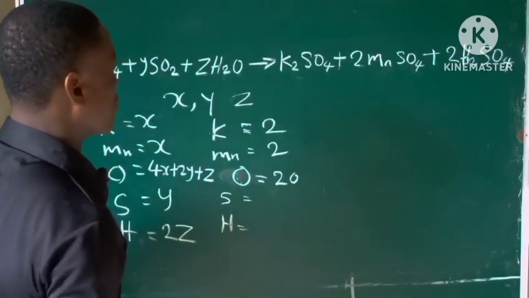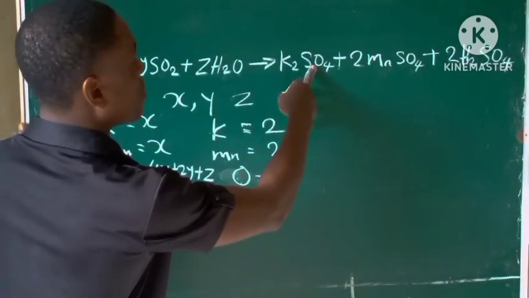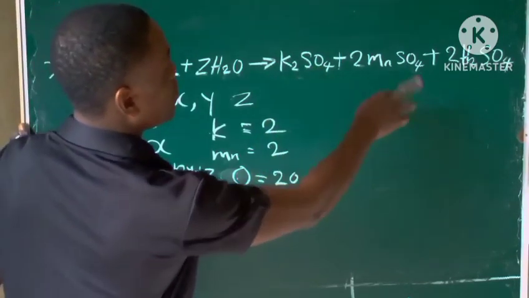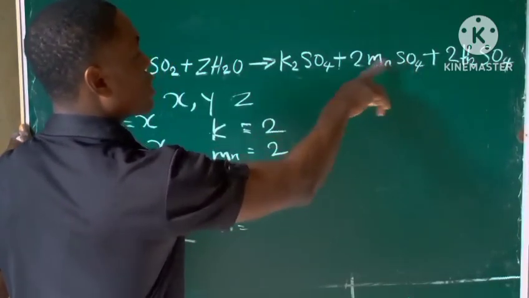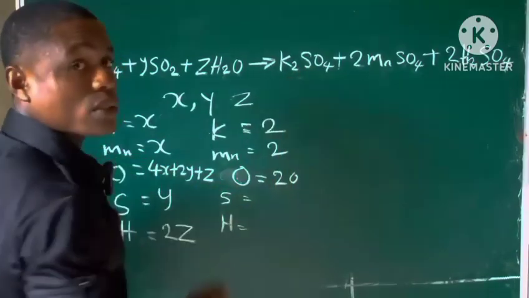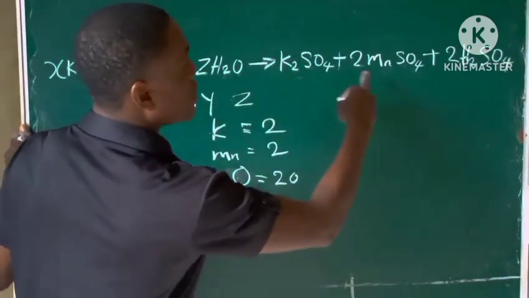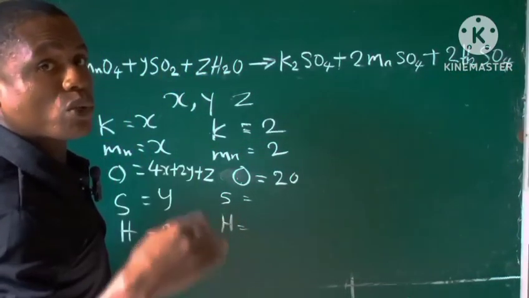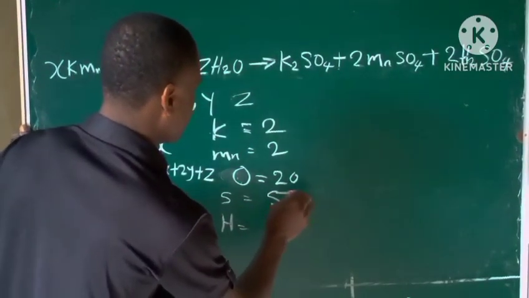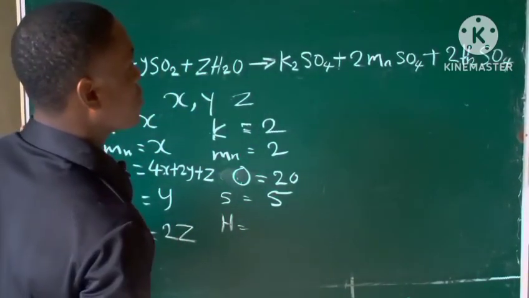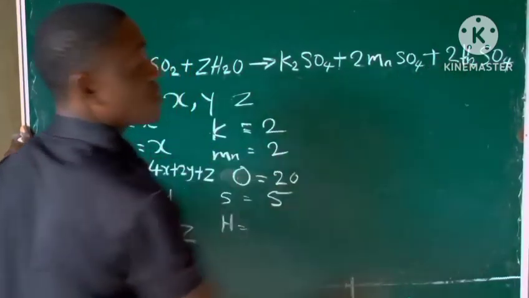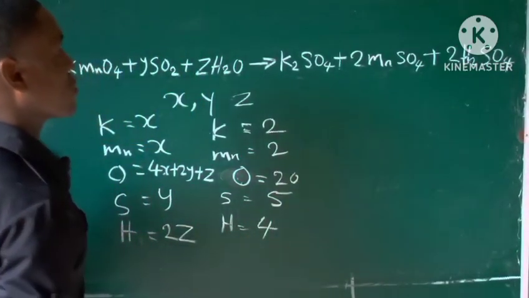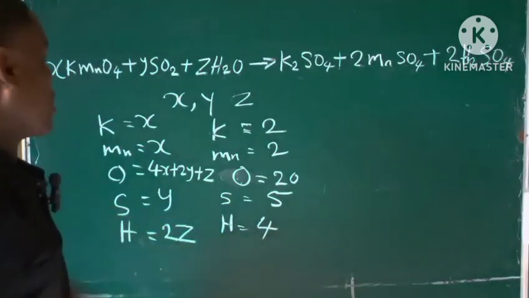The next one is sulfur. Sulfur has only one atom here, so 1 times 2 is 2, plus this one is 3. So 3 plus 2 is 5. The last one is hydrogen. Hydrogen has 2 atoms here, so 2 times this 2 gives us 4. So we have 4 atoms of hydrogen.